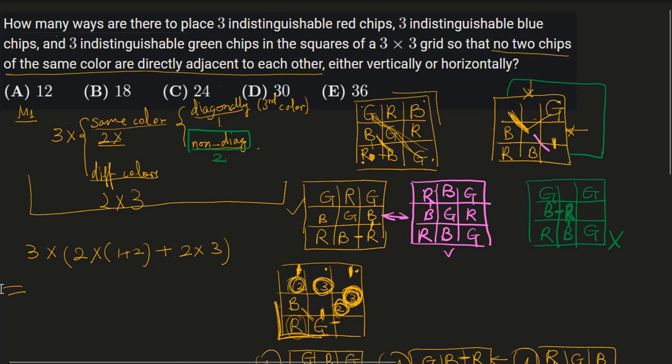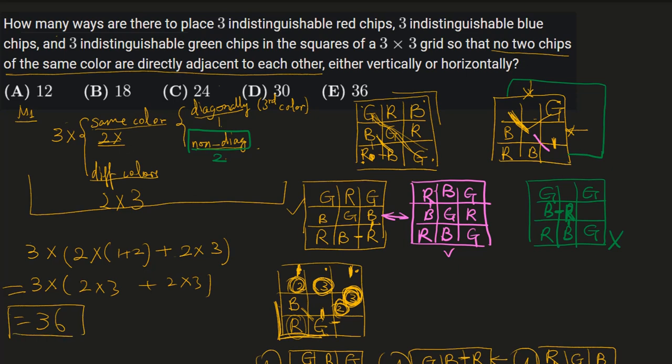And now let's do the calculation. It's 3 times 2 times 1 plus 2. That will be 2 times 3, plus another 2 times 3. Therefore, we have 3 times 6 plus 6. That will be 3 times 12. So the final answer is 36. This is our solution. And now let's check the 5 choices. E is our choice. So this is method 1.